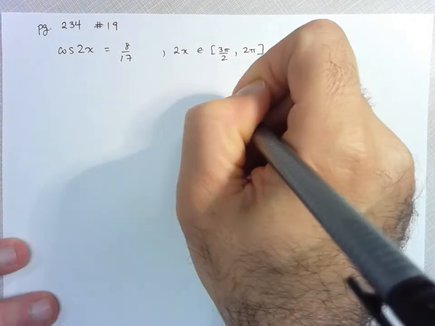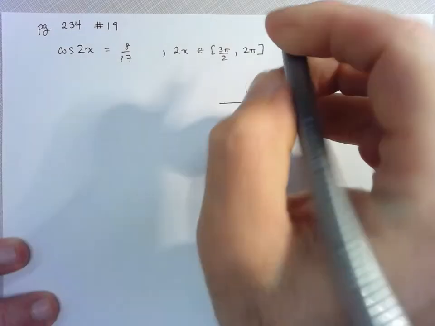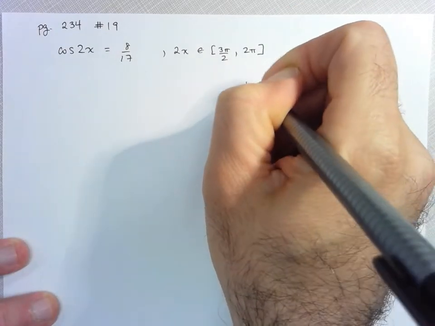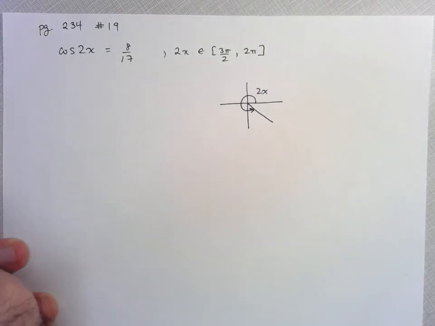Okay, so first question is sketch the location of the angle 2x. Okay, so here, since it's in the fourth quadrant, 2x has to be somewhere in that fourth quadrant. Okay, next thing they ask us to do is to determine which quadrant contains the angle x. Okay, so let's see how we can figure this out.